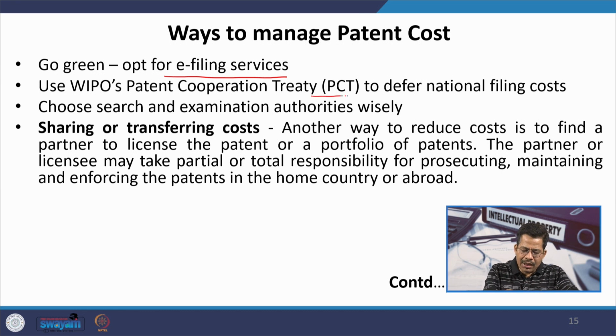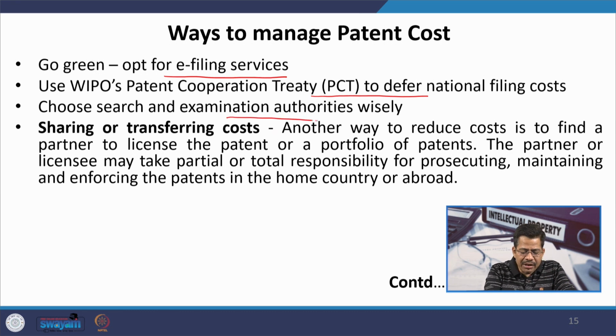Then another cost saving strategy can be the use of PCT, where you are deferring the national filing cost. If you are using the Paris Convention route, the national filing cost comes immediately as you go to the national phase. Now, some 30 months time is taken in the PCT route. So, you can delay your national filing cost. Maybe you start getting some profit, some revenue from the same patent by using it in the domestic condition. So, that is another strategy you should use.